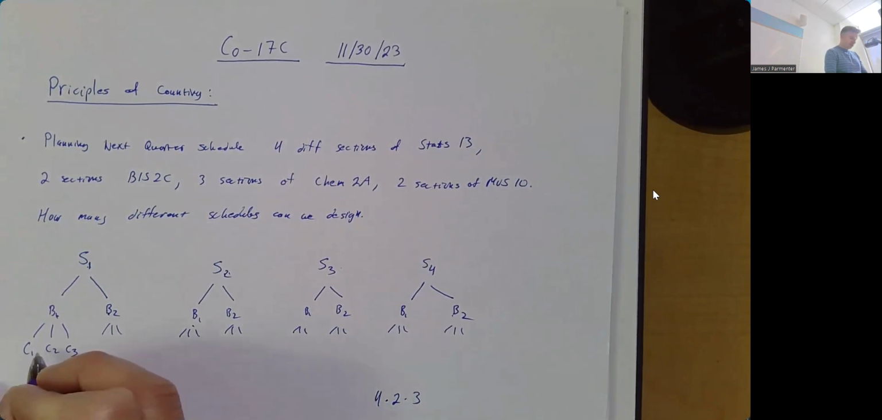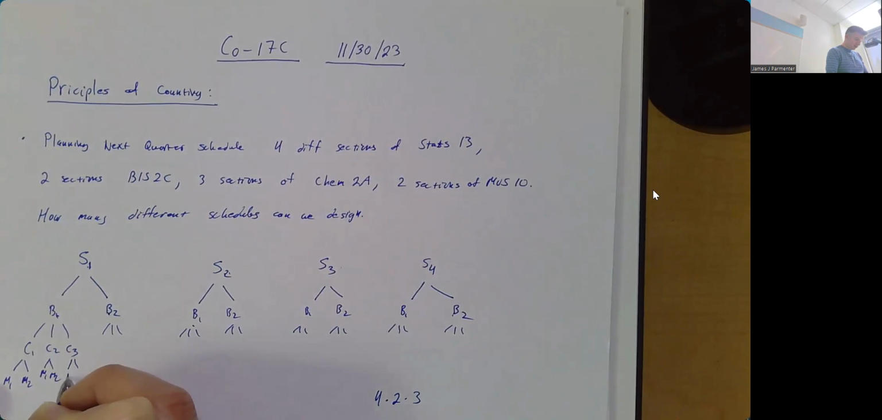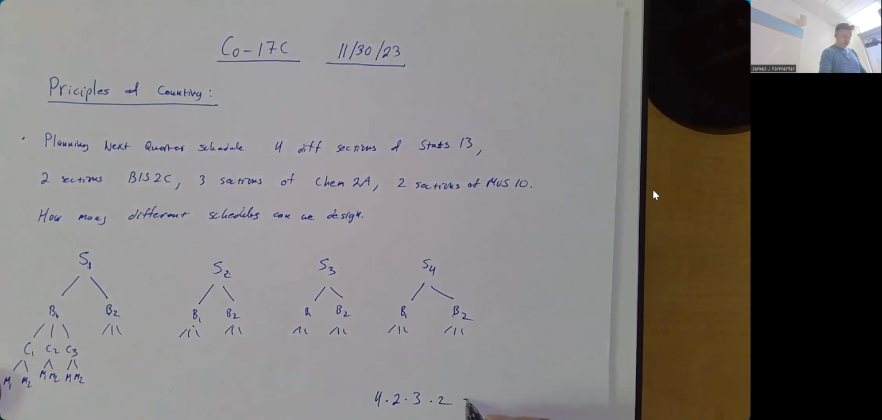So for each of the chemistry courses, there's either pick the first music section or the second. The first or the second. The first or the second. Times another 2. So this is equal to 4 times 2 times 3 times 2, which is 48 different possible schedules.